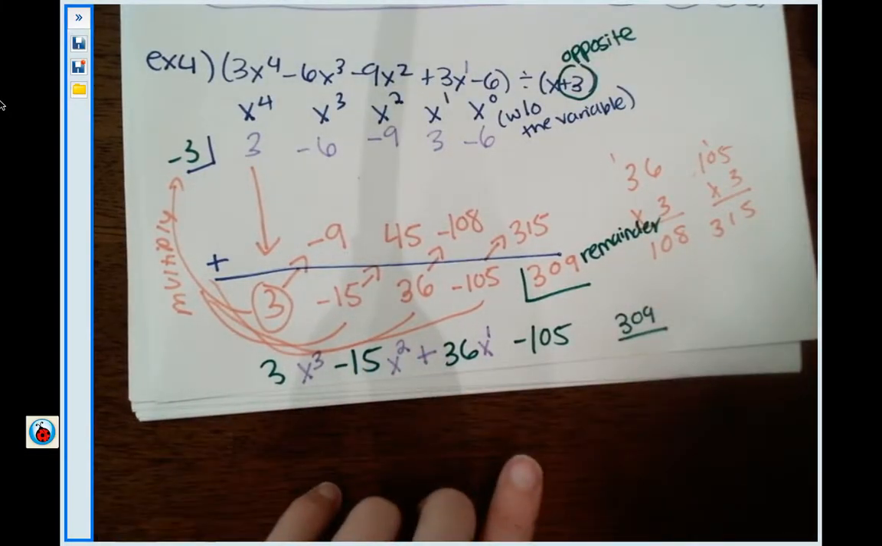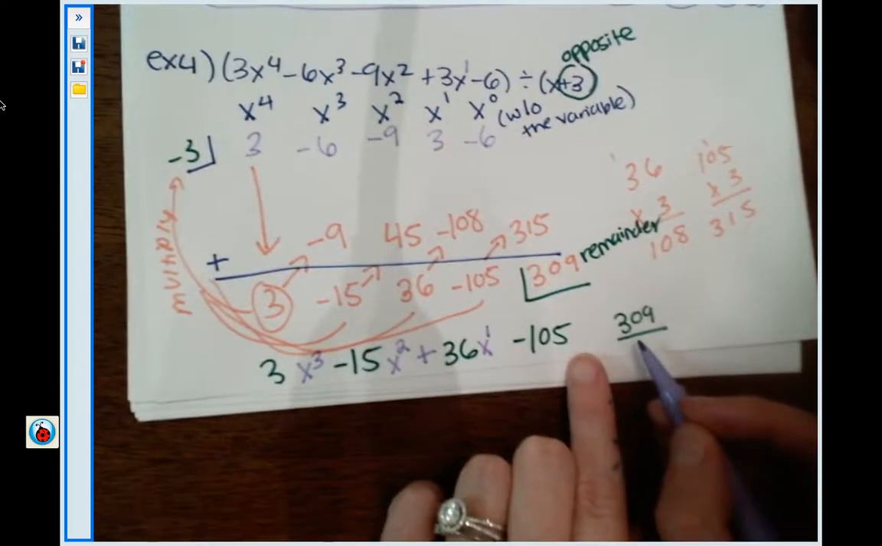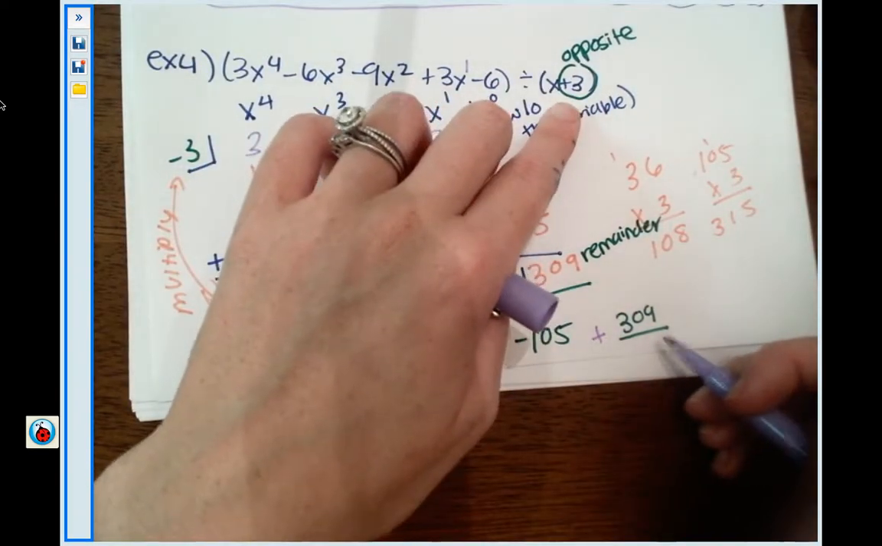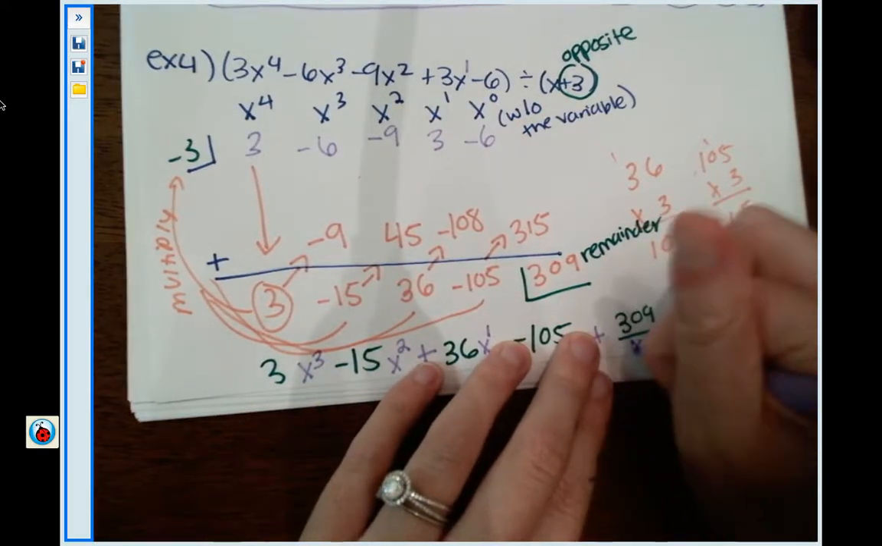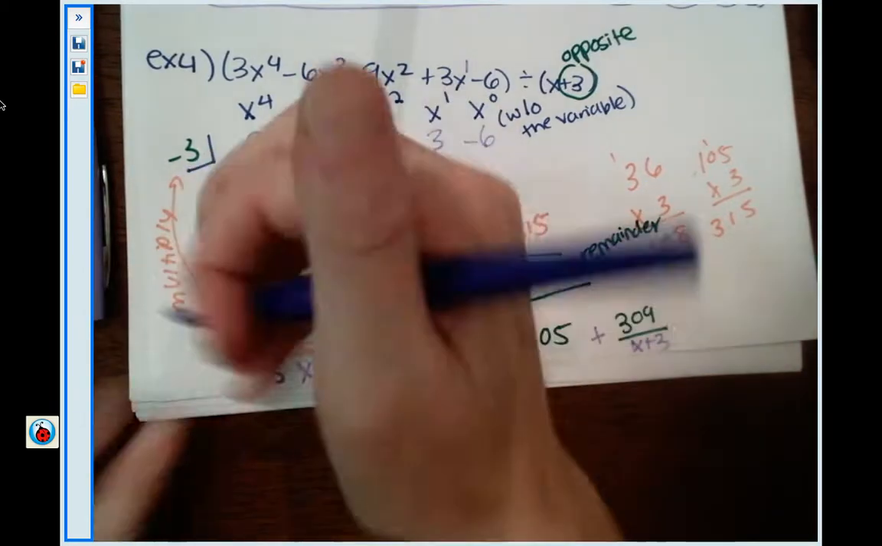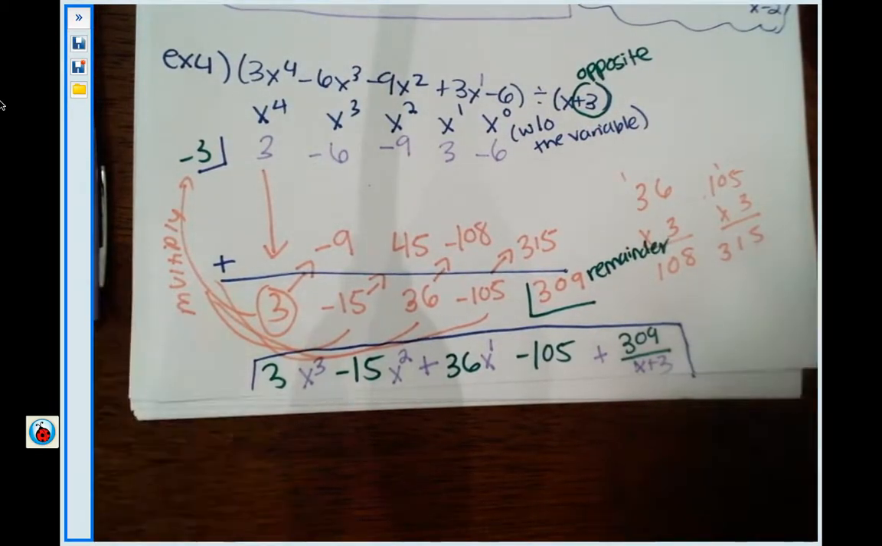Alright, and then my last number is the one without the variable, and then this is my remainder, which I throw that bad boy over my divisor. So 309 over x plus 3. And bam, you guys, this one is donezo. This is my final answer. Bam. Isn't synthetic division so much fun, you guys?